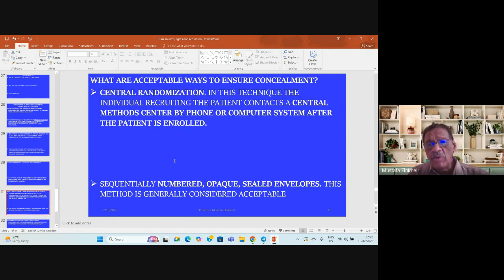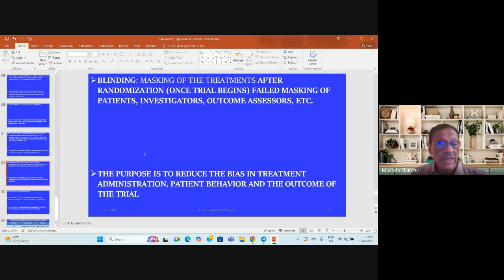What are the acceptable ways to ensure concealment? One is central randomization, in which the individual recruiting the patient contacts a central randomization center by phone or computer system after the patient is enrolled. Sequentially numbered opaque sealed envelopes can also be used, and this method is generally accepted by most investigators in clinical trials. Blinding is masking the treatments after random allocation, once the trial begins.